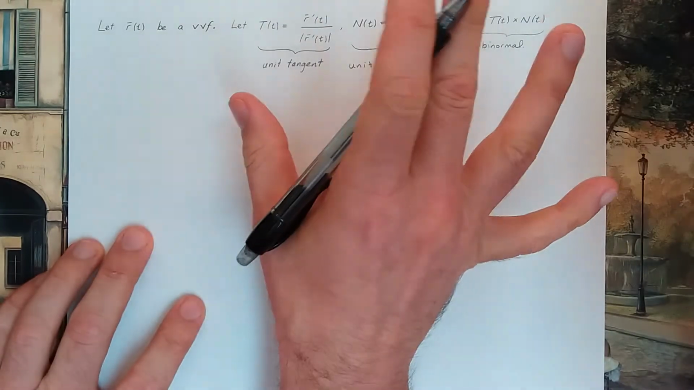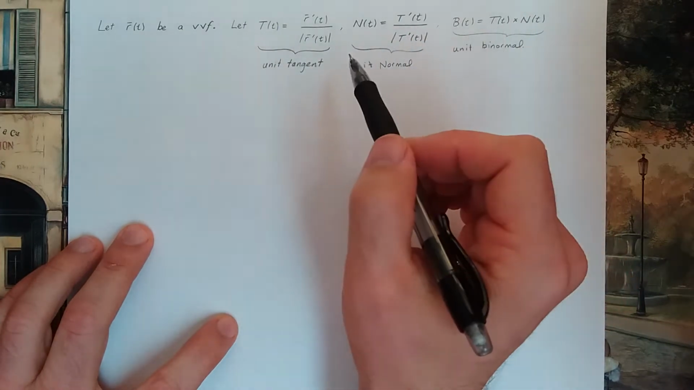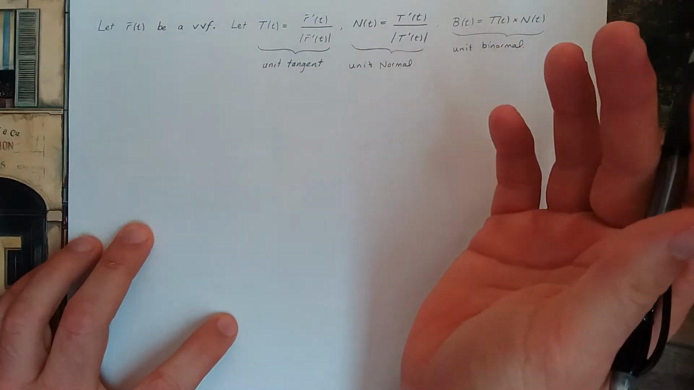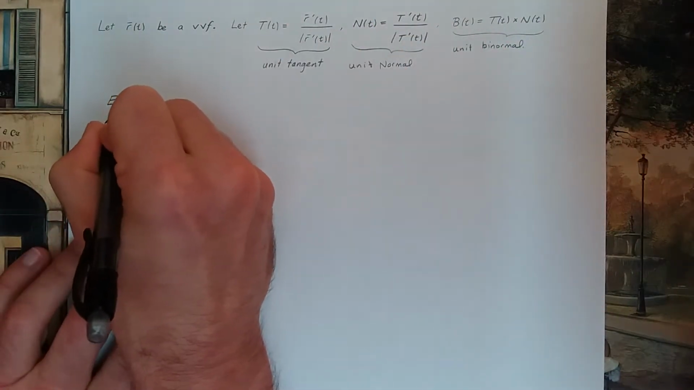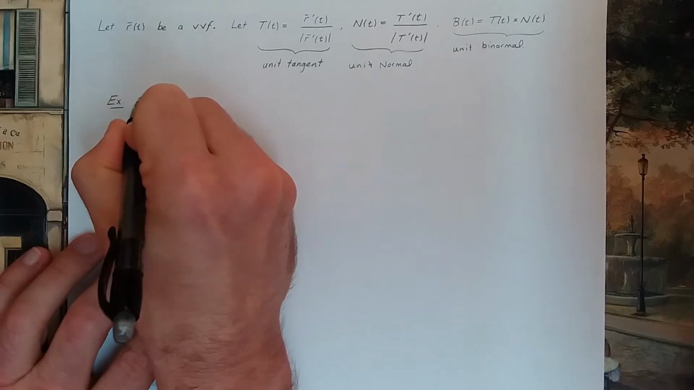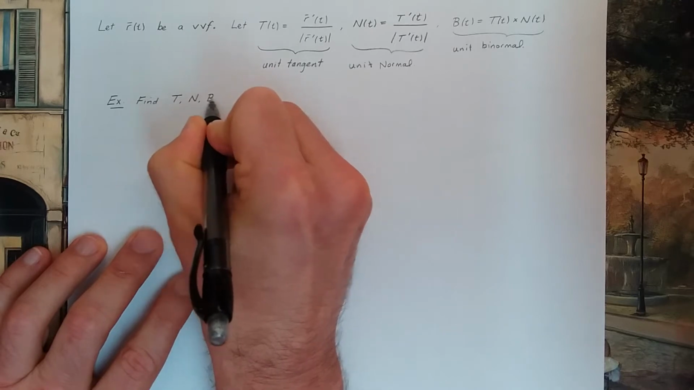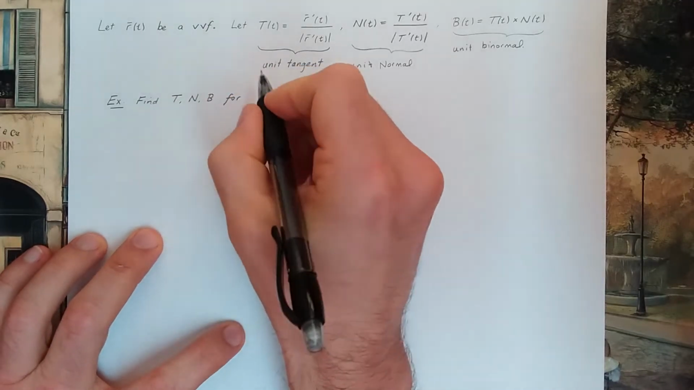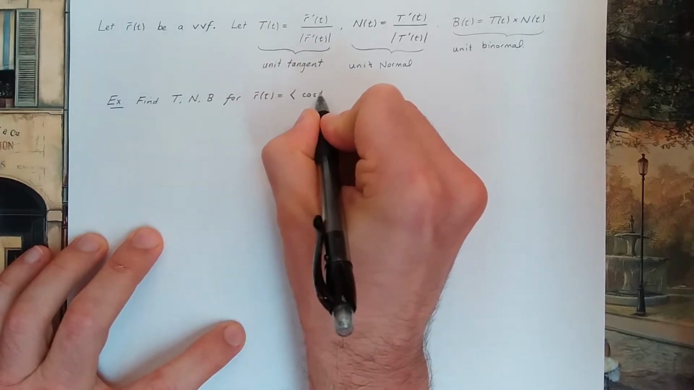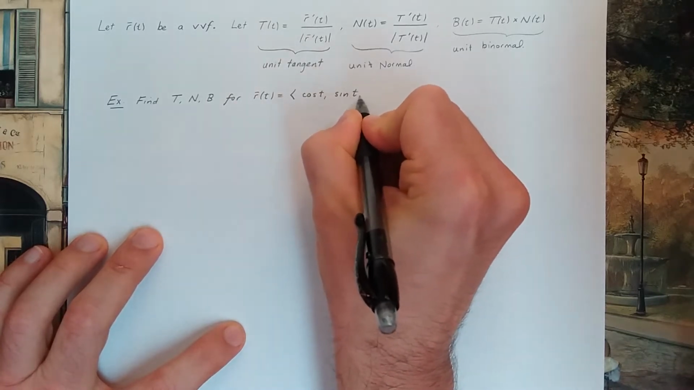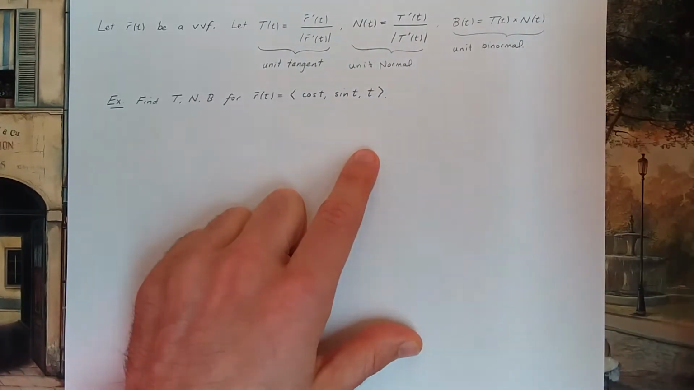Okay, let's do an example first of calculating these three vectors, and then after that example, I'll explain why we're doing this and who even cares. So here is an example. Let's find T, N, and B for the helix r of t, which is cosine t, sine t, and t. So my helix is a vector-valued function.